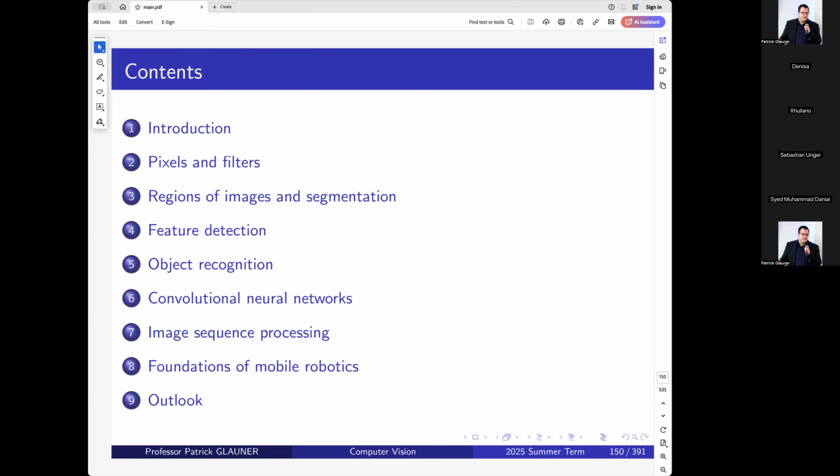And then a few weeks later, we will have the proposal presentations, which are very, very short, just 1 or 2 minutes per group. But you will just briefly present your proposal, what you want to do. And I may give some hints or some advice, or I may see some challenges.